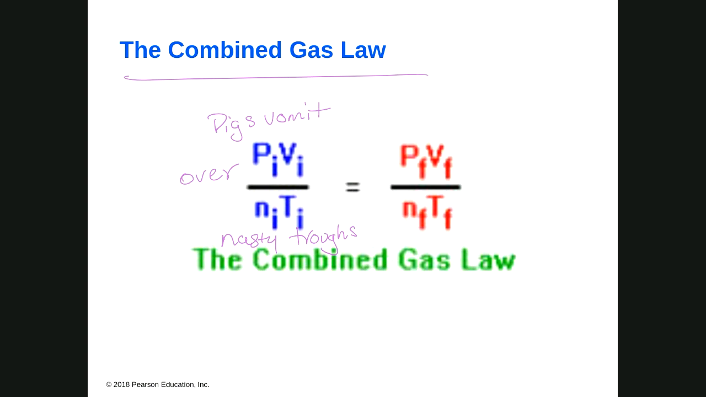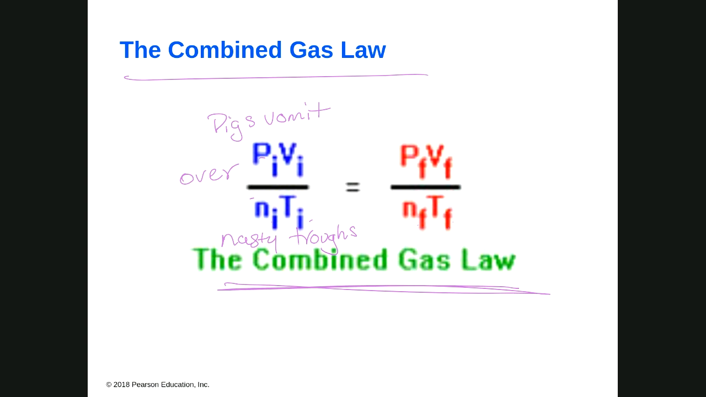Okay, so P1V1 over N1T1 equals P2V2 over N2T2. Notice here, I got this from another book, and so they used initial and final instead of 1 and 2, but it really doesn't matter, as long as you have the correct things together. So when you have the combined gas law, you can work any of those problems with it.